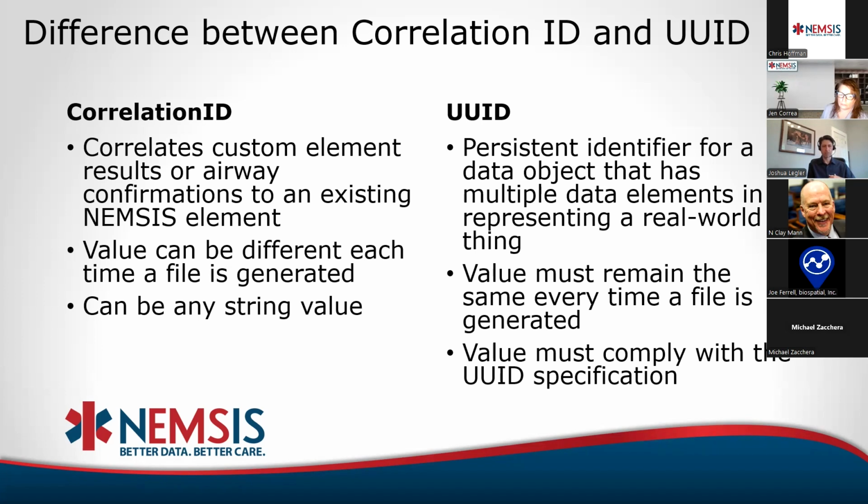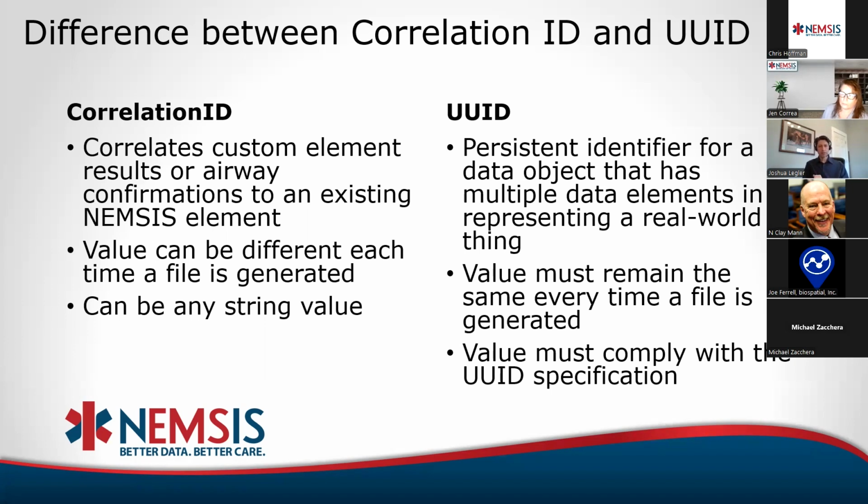Just as long as they match up with each other, then the receiving system knows this custom element data is overriding this particular instance of a data element in the file. The UUID, on the other hand, has to stay the same every time a file is generated to identify that real world data object. The correlation ID can be any value that's a string. So numbers, letters, dashes, whatever. It just needs to be the same in both places: the correlation ID on the element, and then customresults.03 needs to have that right value. As long as there's a match, we're good.